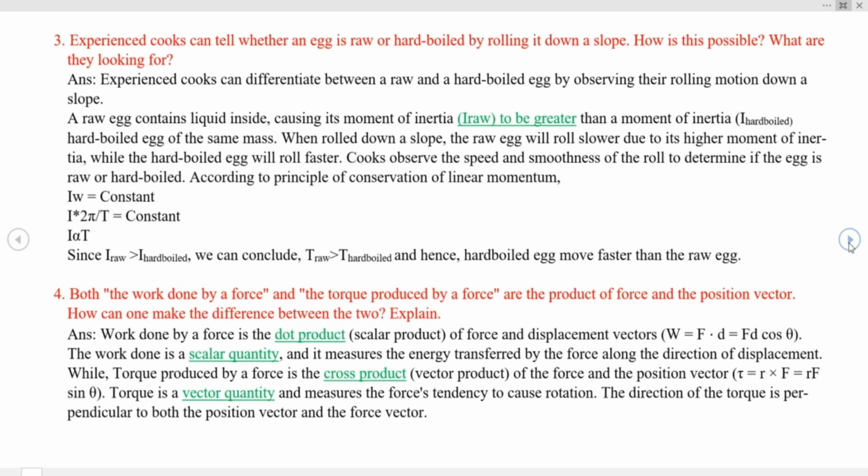Next question we have, both the work done by a force and the torque produced by a force are the product of force and position vector. How can one make a difference between the two? Explain. For this, we know that work done is a dot product, or we can say it is a scalar product, and is a scalar quantity. On the other hand, torque produced by a force is a cross product, or we can say it is a vector product, and hence it is a vector quantity. This is the main difference between the work done by a force and the torque produced by a force.